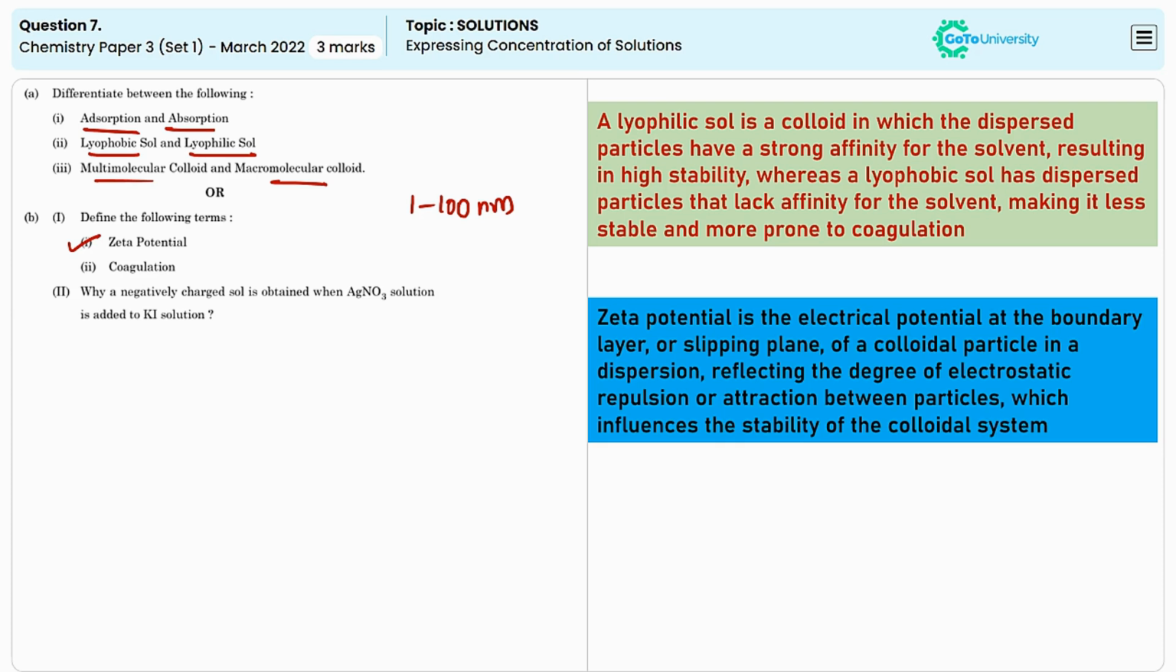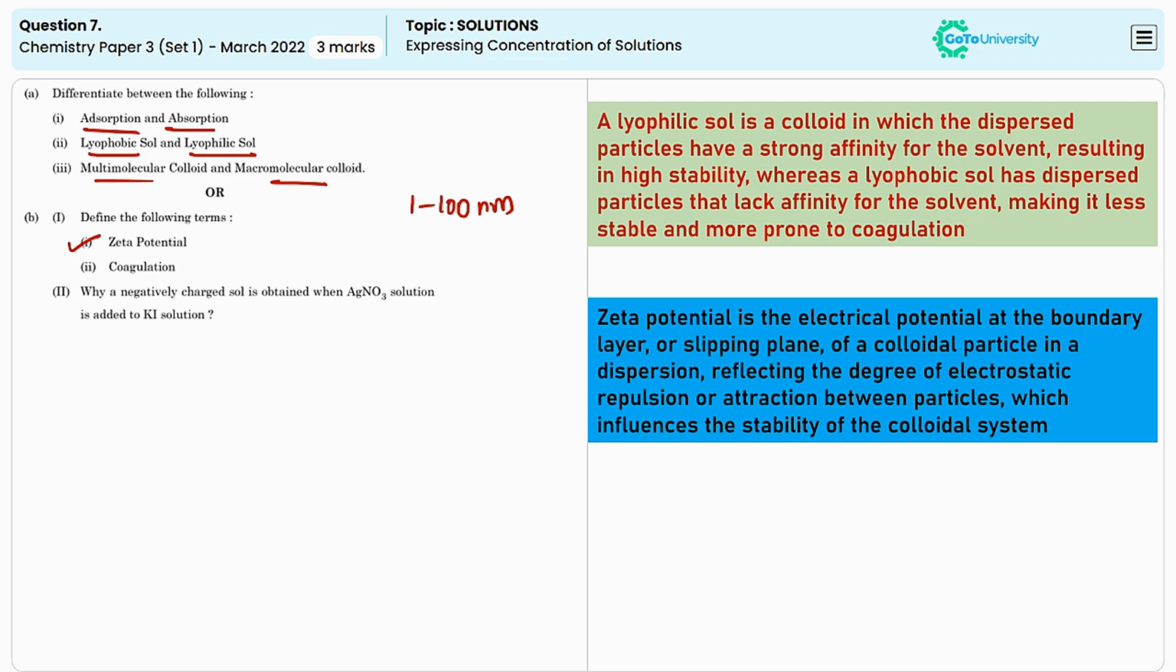A high zeta potential indicates strong repulsive forces between the particles, which helps to maintain stability in the colloidal system by preventing aggregation. And this is typically measured using techniques such as electrophoretic light scattering or microelectrophoresis.